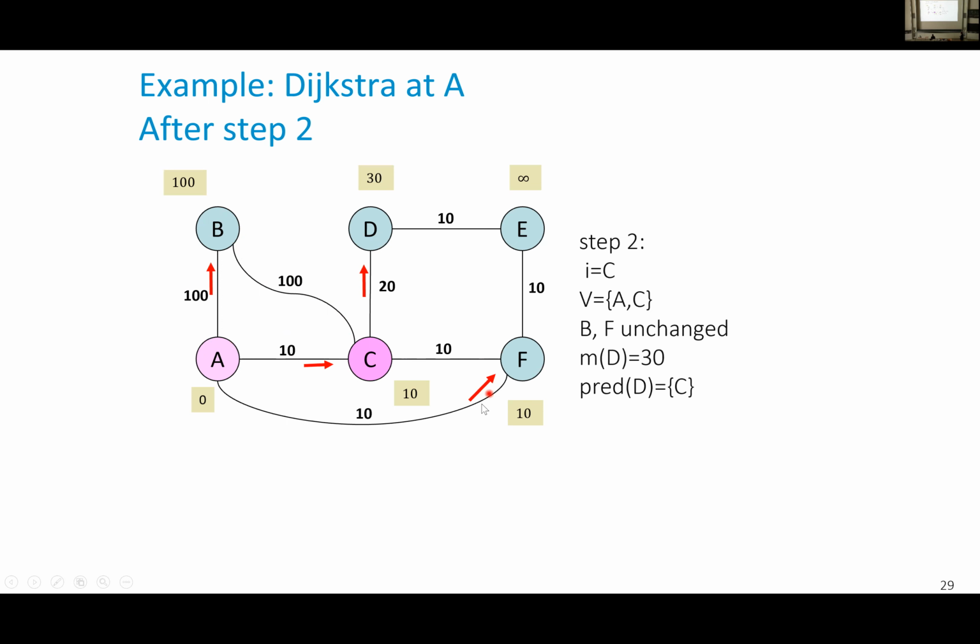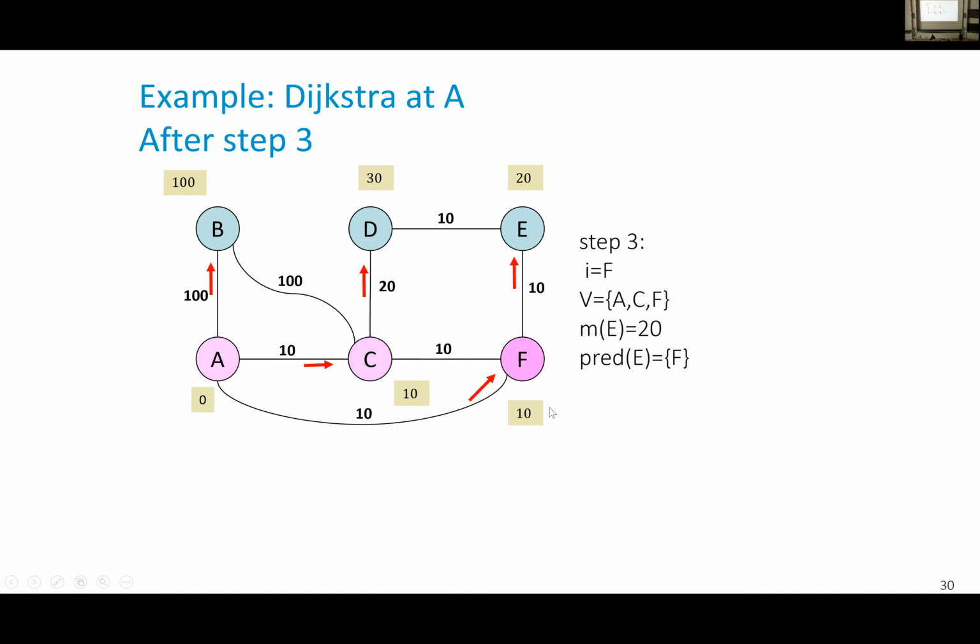We have something that is larger than what we had before, so there is no change. The visited nodes are A and C, and the predecessor values are given by the arrows here. At the next step, we will add the node that has the smallest value among all the non-visited ones, which is F with distance 10. So we add F, and we do the same game.